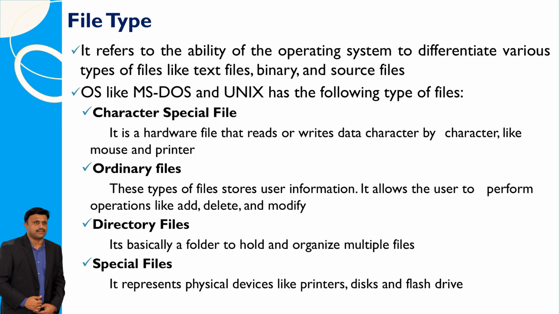File type refers to the operating system's capability to distinguish between various kinds of files such as text, binary, and source files. Operating systems like MS-DOS and UNIX categorize files into different types, including character special files, which handle data character by character such as mice and printers, ordinary files, which store user information enabling operations like addition, deletion, and modification, directory files serving as folders for organizing multiple files, and special files representing physical devices like printers, disks, and flash drives.